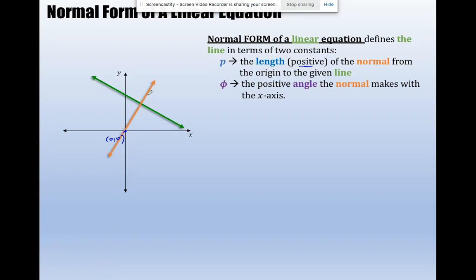So there is a normal that goes through the origin to a specific point on my green line. P is the piece, get it? P for piece. P is the piece of the normal from the origin to the line at that given point. It is a distance. Phi is the angle that my normal line, as well as the piece of the normal line, makes with the positive x-axis.